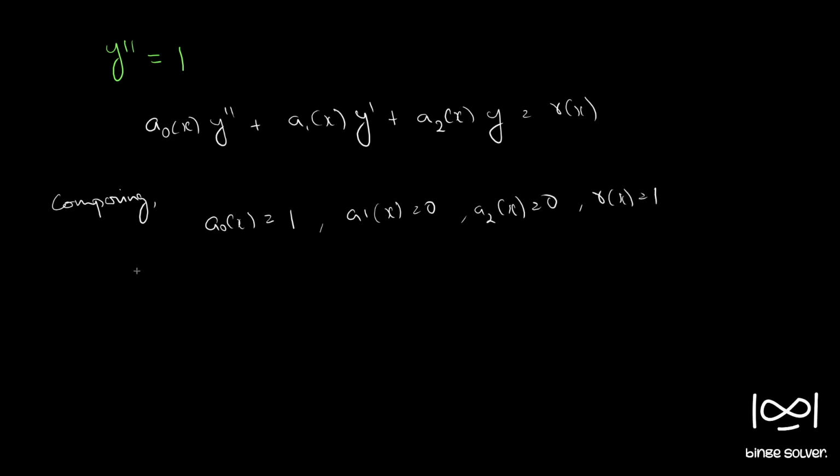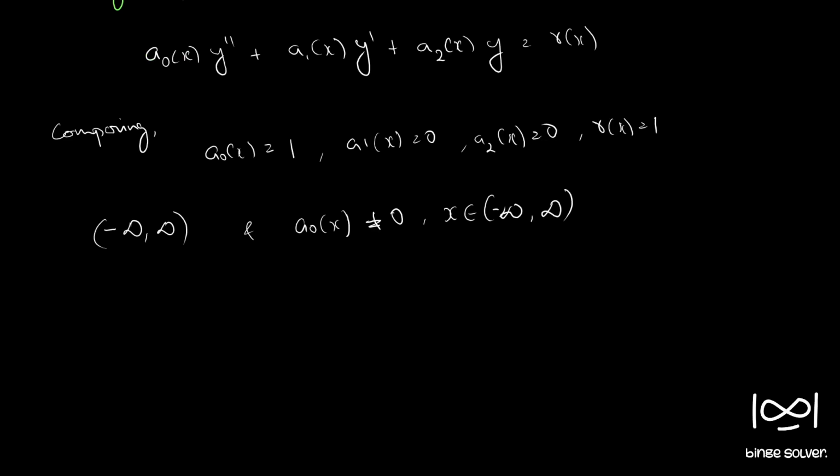Let's define the interval as minus infinity to infinity. In this interval, a0x, a1x, a2x and r of x are all constants, and these functions are continuous in this interval. And a0x is not equal to 0 for any x in minus infinity to infinity. So this condition is also met.